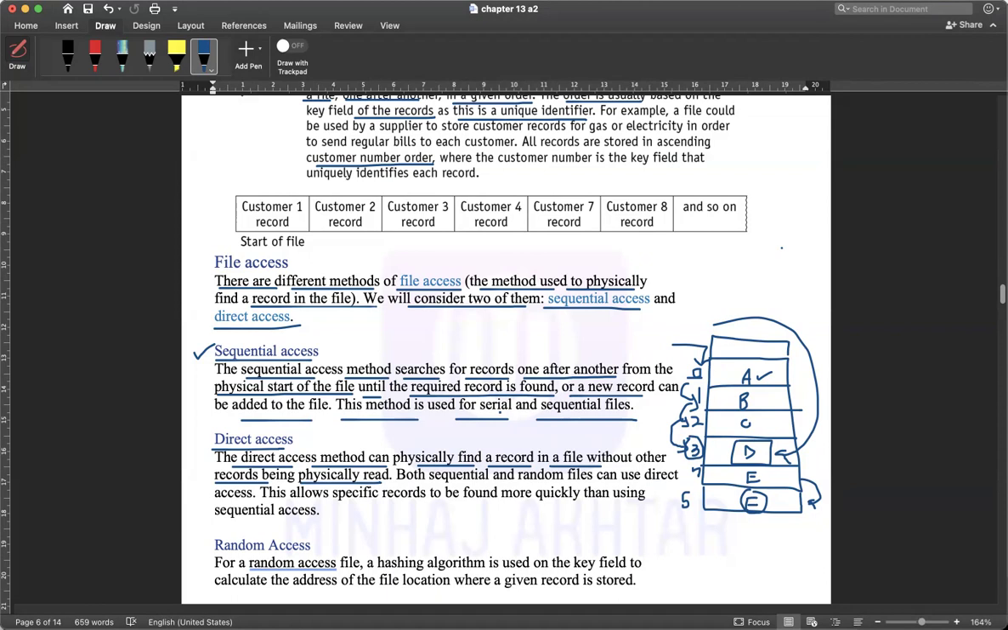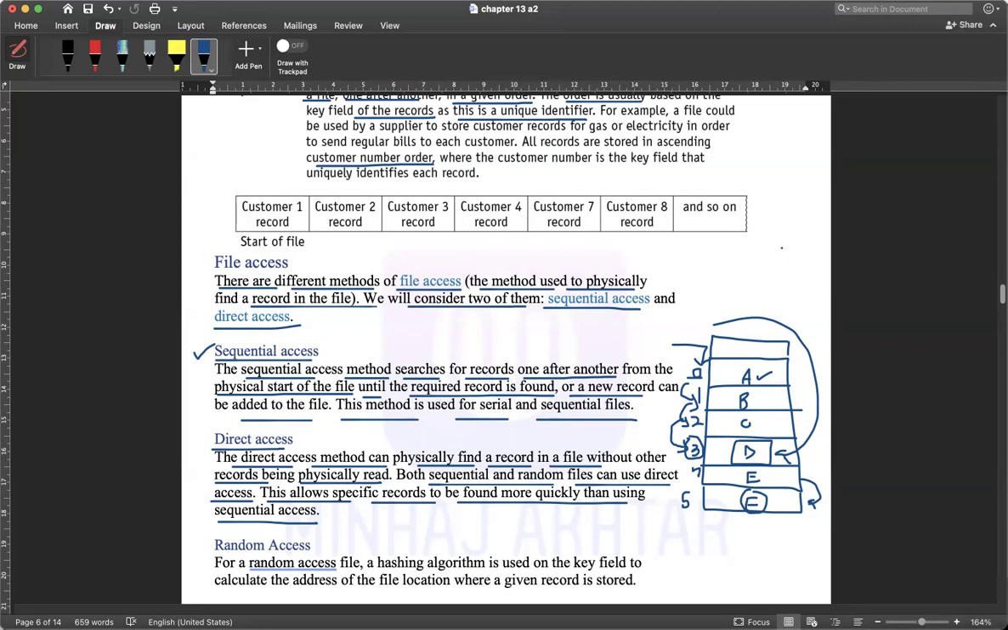Both sequential and random files can use direct access. This allows specific records to be found more quickly than using sequential access. Yes, it is mandatory for computing nowadays, as users are very restless. Like me, you, everyone wants things quicker.